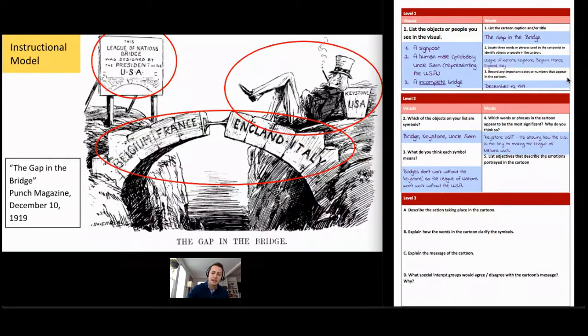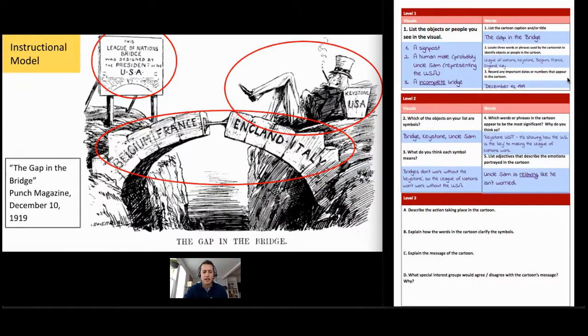And number 5 is list adjectives that describe the emotions portrayed in the cartoon. Well, in my opinion, Uncle Sam is pretty relaxed. Like, he isn't worried about whether the bridge is finished or not. But another emotion you might see here is that it's foreboding, because there's this giant drop, and if the bridge doesn't work, someone's going to fall in.